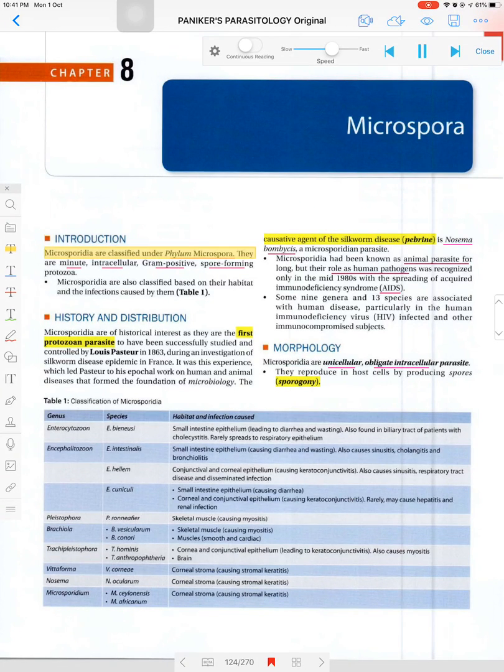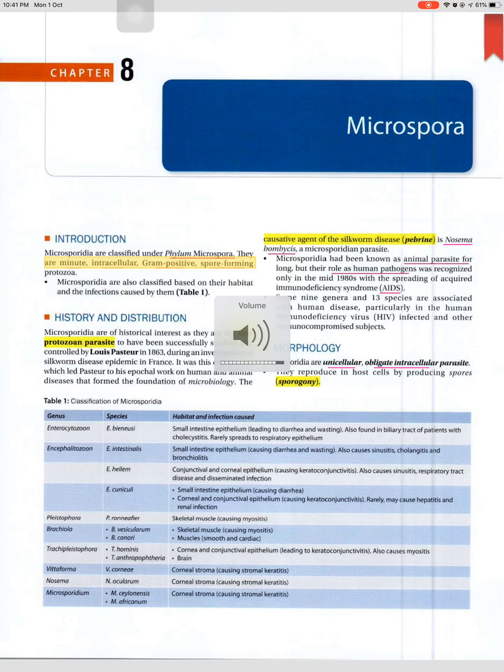Chapter 8: Microsporidia. Introduction. Microsporidia are classified under phylum Microspora. They are minute, intracellular, gram-positive, spore-forming protozoa. Microsporidia are also classified based on their habitat and the infections caused by them.